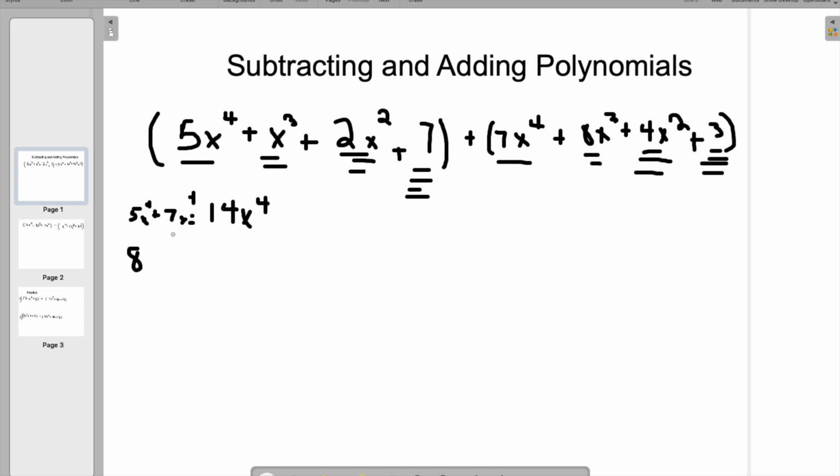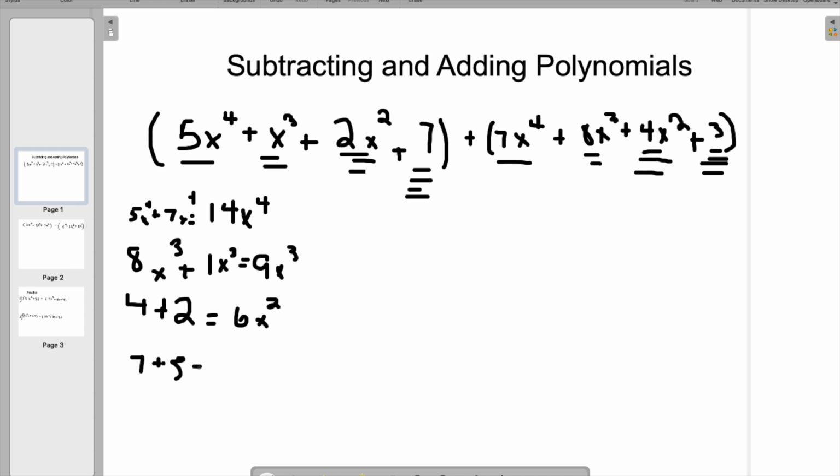And next, I'm going to add 8x to the third power plus x to the third power, because they have the same terms. That's going to come out to be 9x to the third power. Next, we're going to add the next sequence of like terms, which is 4x squared and 2x squared. That's going to be 6x squared. And lastly, we have 7 and 3, which equals 10.